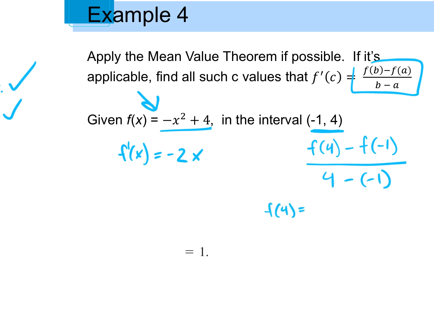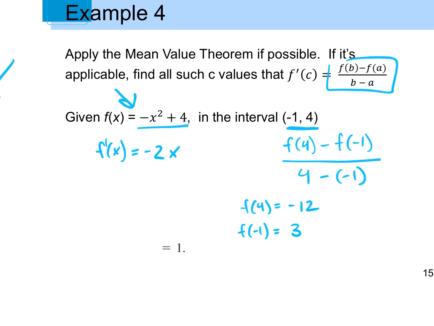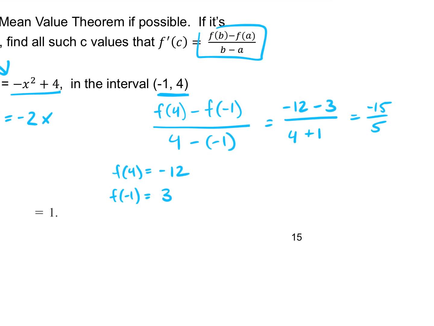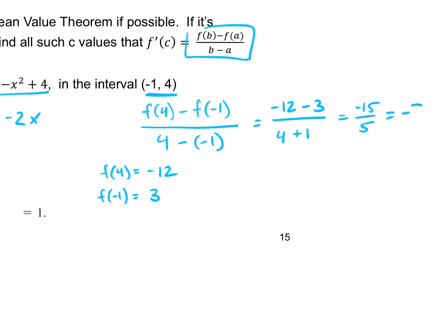When we plug in 4, we get 4 squared, which is 16, so -16 plus 4 would be -12. And then for f of -1, -1 squared would be +1. Negative on the outside makes it -1, plus 4 would be 3. So this would be -12 minus 3 over 4 minus -1, which turns into +1. So -15 over 5 would be -3.